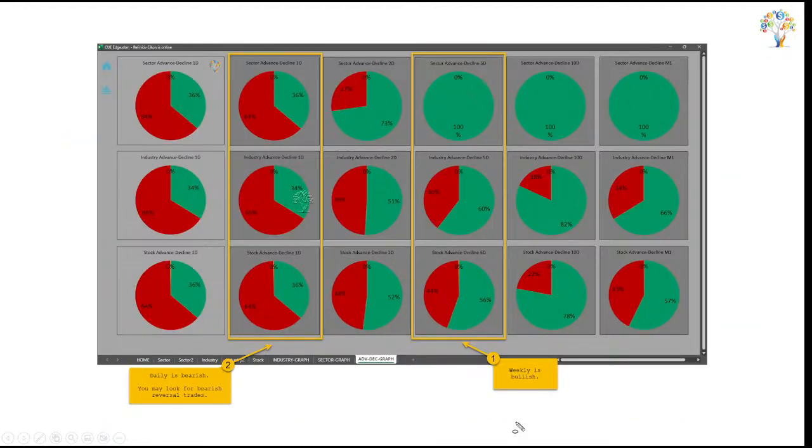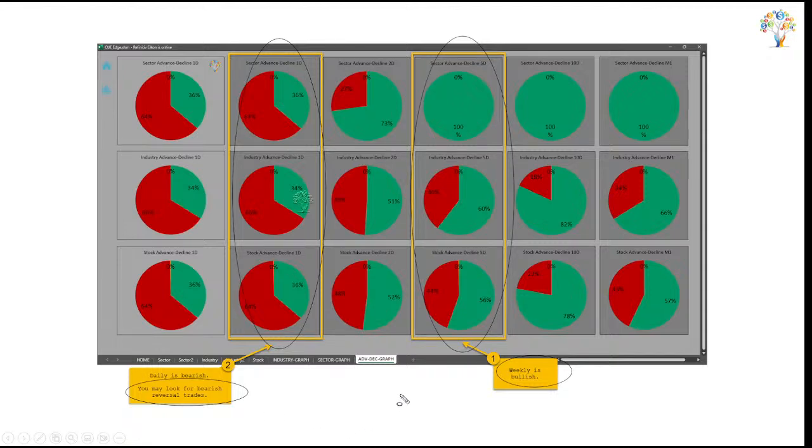Here is an example. The weekly and 5-day period, again using sector, industry, stock breadth, not using technical analysis. Weekly is bullish and daily is bearish. We just use the color. And now you may look for bearish reversal trades.